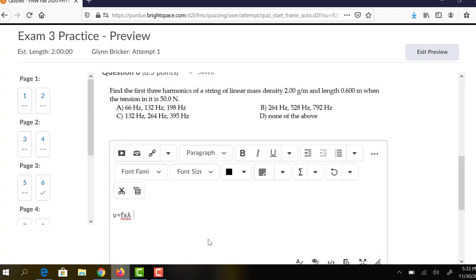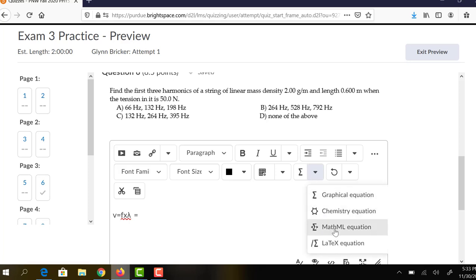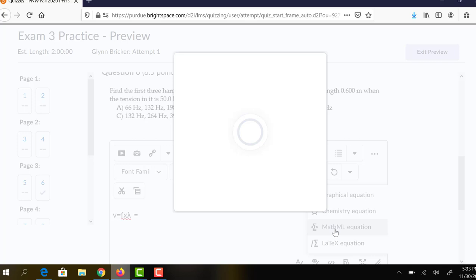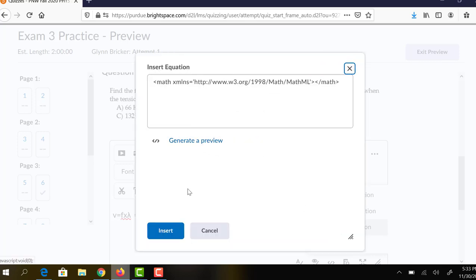So frequency times wavelength. I also know that it's equal to the square root of the tension divided by the mass per length. So if you want, you could do this and then hit math equation. Let's see. I'm hitting this generate preview button.